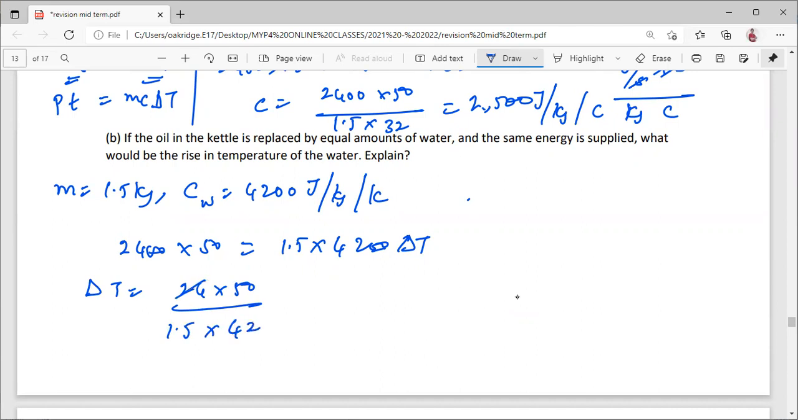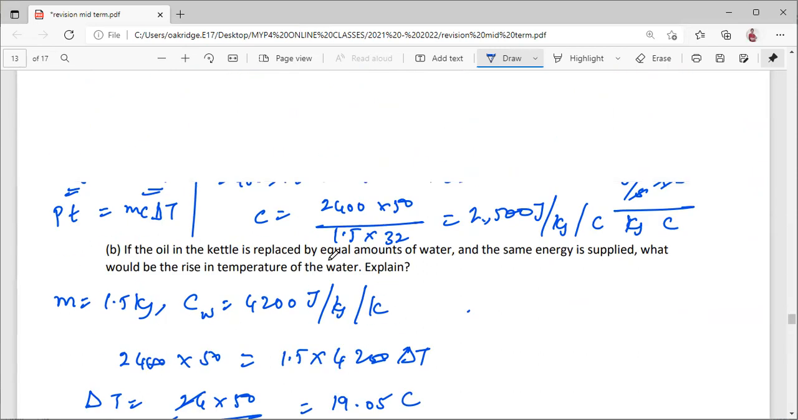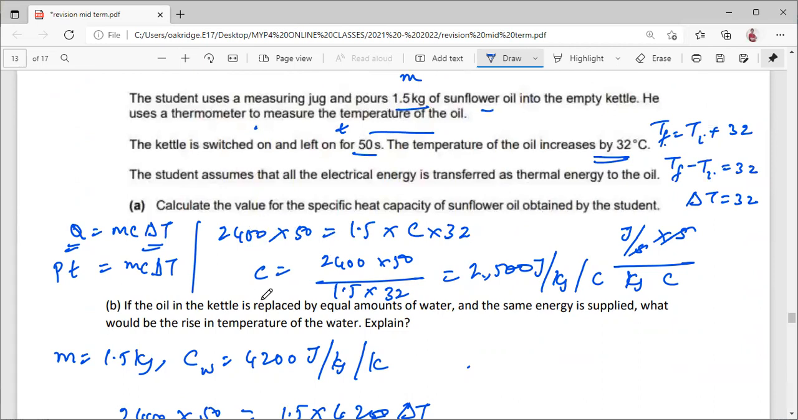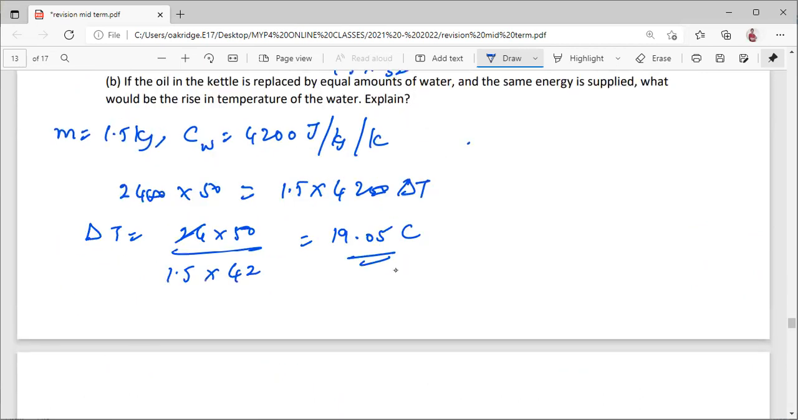Let me solve it by calculator itself. 24 multiplied by 50 divided by 1.5 divided by 42. I get the answer as 19.05 degrees Celsius. Now, when you switched on the heater for the same 50 seconds with oil, the temperature rose by 32 degrees centigrade. But if it was water, it rose only by about 20 degrees, which is nearly half of it.